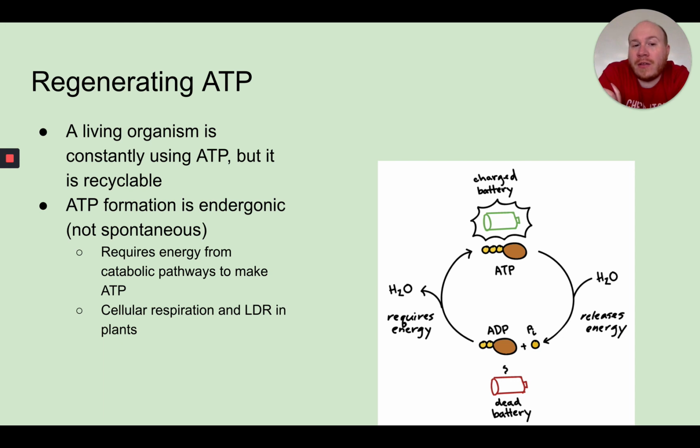And so cellular respiration and the light-dependent reaction of photosynthesis in plants both form ATP via catabolic pathways, where they actually take and harness energy. Respiration harnesses energy from sugar molecules being broken down, and the light-dependent reaction takes energy from light, exciting the electrons in things like chlorophyll to actually harness and make ATP.